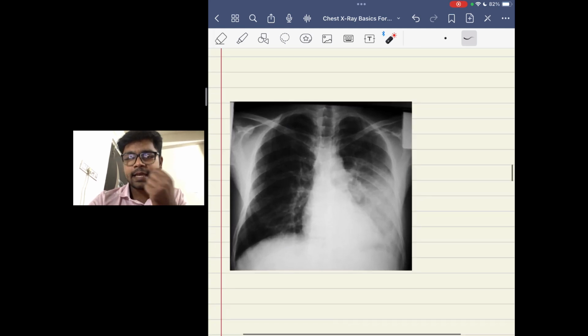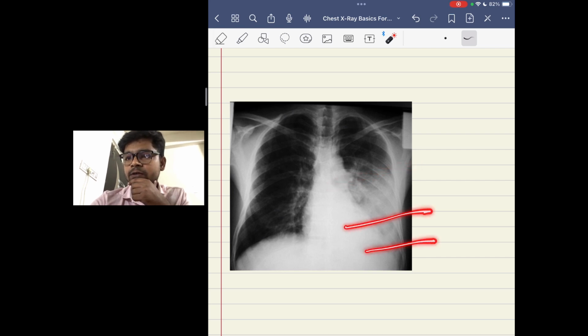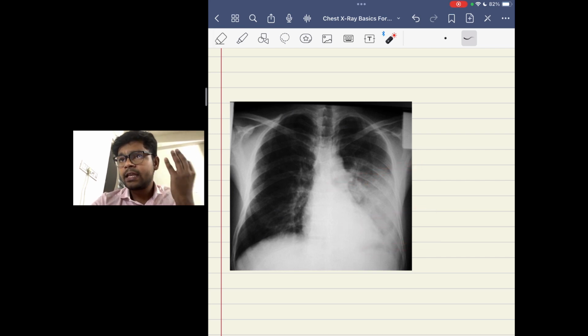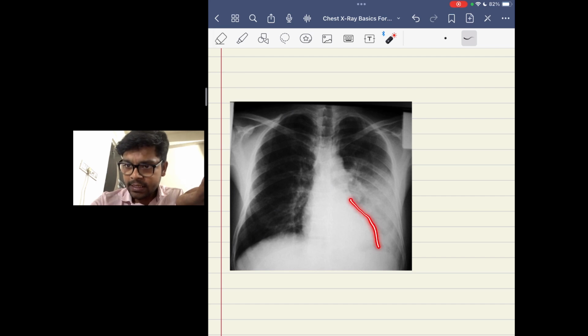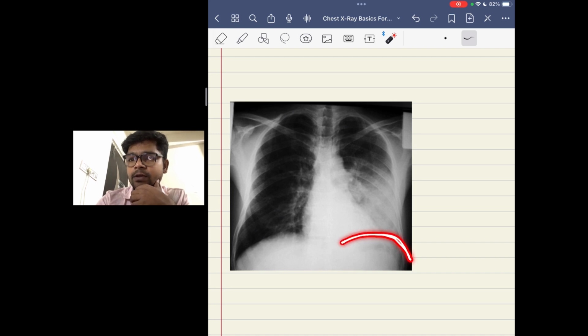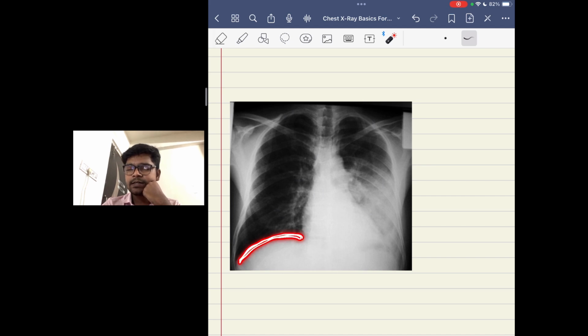Now you see this X-ray. There is an opacity in the left middle zone and the left lower zone, I agree. But is it in the lingular lobe? No. You can see the left heart border. Yes or no? You can see the left heart border. But wait, where is the diaphragm? You cannot appreciate the diaphragmatic border. This is an X-ray of poor quality, I agree, but still you can see the diaphragm on the right side, but where is the diaphragm on the left side?